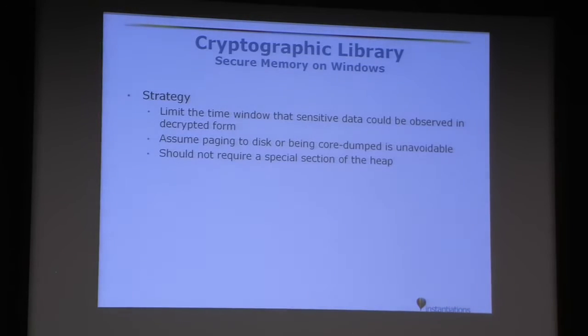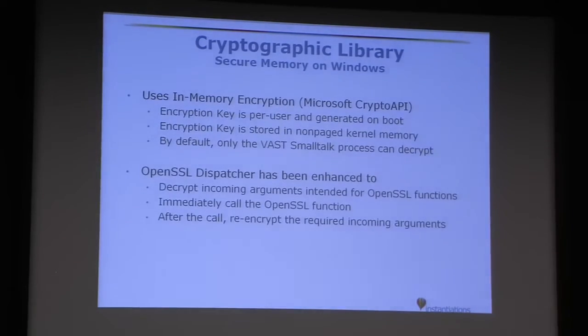So what we did was say, okay, our strategy for Windows is, let's limit the amount of time that sensitive data will be observable in its decrypted form. And so we'll assume this thing can page to disk. We'll assume that core dumps are unavoidable. And so it doesn't actually need any sort of special section of the heap that it lives in. It's just normal heap memory.